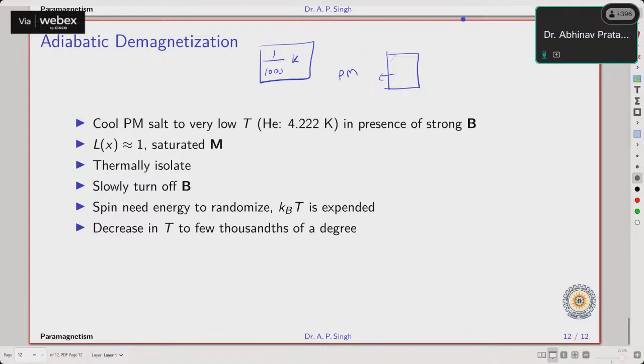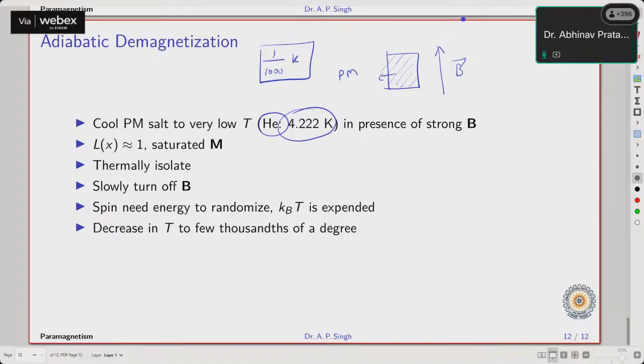So let us assume that you have filled this particular space with paramagnetic materials, okay? And you are cooling it in the presence of a strong magnetic field. You have applied a magnetic field and then you are cooling it. You can go to very low temperatures such as 4.2 Kelvin using helium. Liquid helium is easily available, so you can dip everything into liquid helium and arrive at temperatures of the order of 4 Kelvin. That is what you have done.